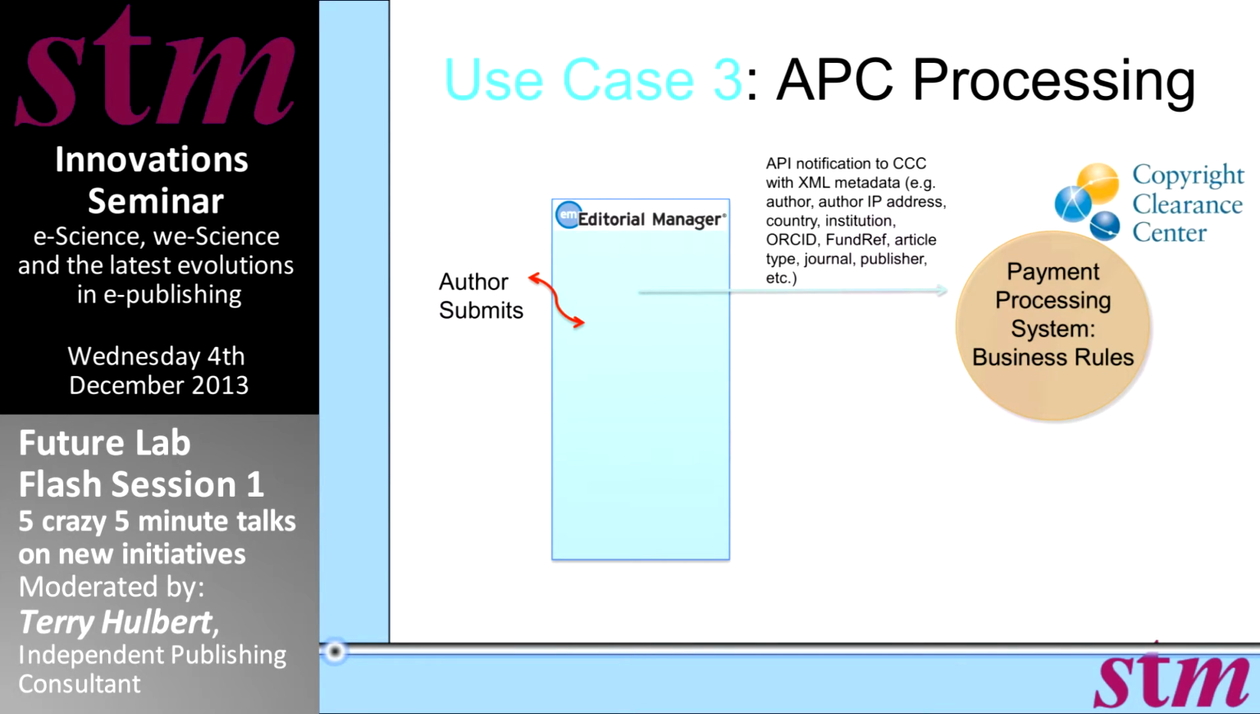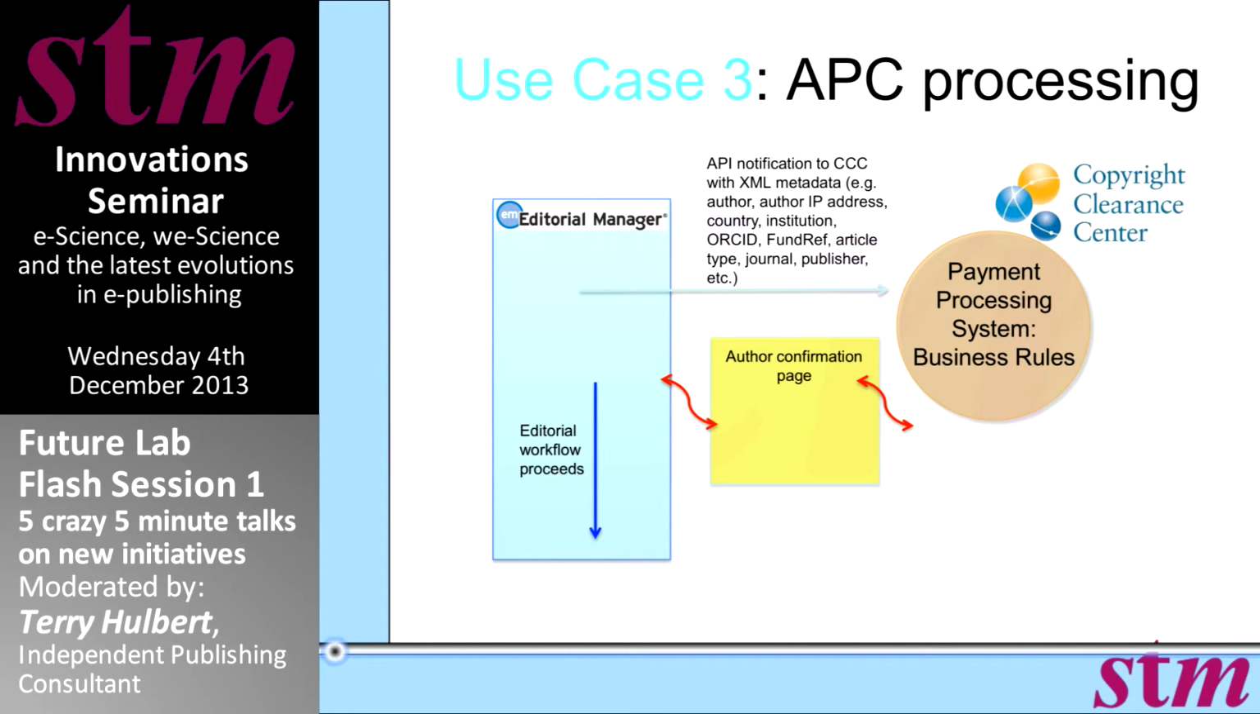The third use case is an author submits a manuscript. This generates an API call to a payment processing system, such as the RightsLink system from CCC. And the RightsLink system has business rules that will then allow the iteration of the business model displayed to the user. For example, if the author is from an institution or a particular country, you can change the business rules of the commercial proposition shown to that author.